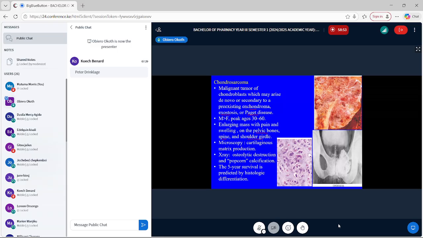Microscopy, you see cartilage. You see a malignant tumor that's producing cartilage. I don't know whether this reminds you of how popcorn looks. This is the lesion here. It's in the pelvis. The 5-year survival is predicted by histological differentiation from grade 1 to grade 3. This is the tumor, completely now destroying the bone. This is the normal bone.